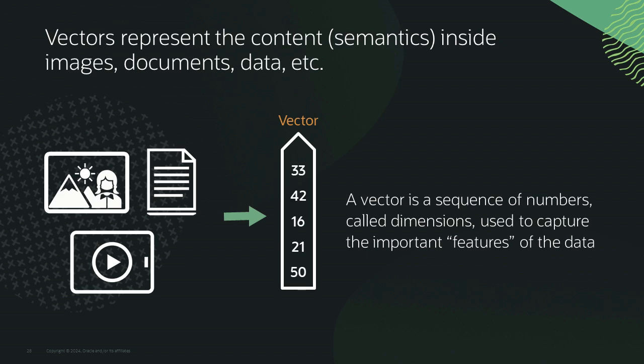So you need to convert all these non-structured data types into numbers that can be interpreted. A vector is simply a sequence of numbers, called dimensions, used to capture the important features of the data. The number of dimensions can vary, and you can control those. But that's all a vector is. It's just taking a picture, as an example, or text, and converting it into this vector.